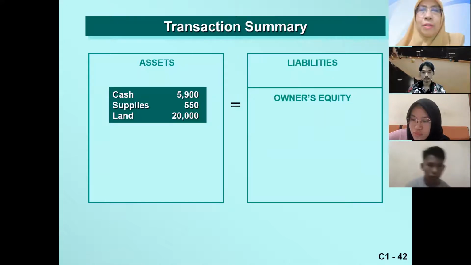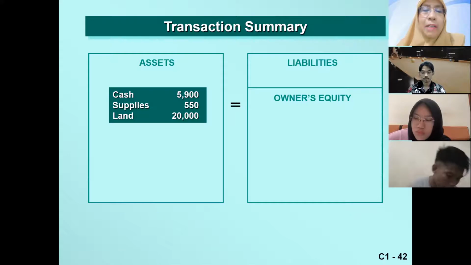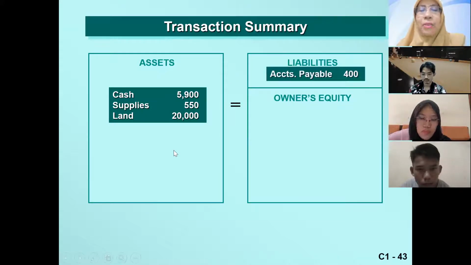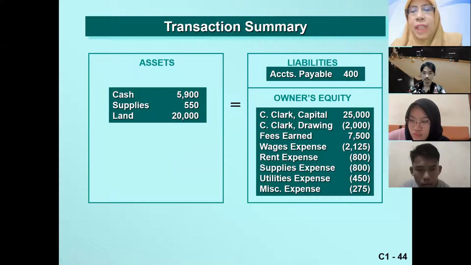So at the end of the period, we are going to see the balance of all the assets. Cash 5,900 left, supplies 550, and then we have land worth 20,000. And all of the assets are from liabilities plus owner's equity. How much liability do we have at the end of the period? 400. Why? Because we have already paid 950.